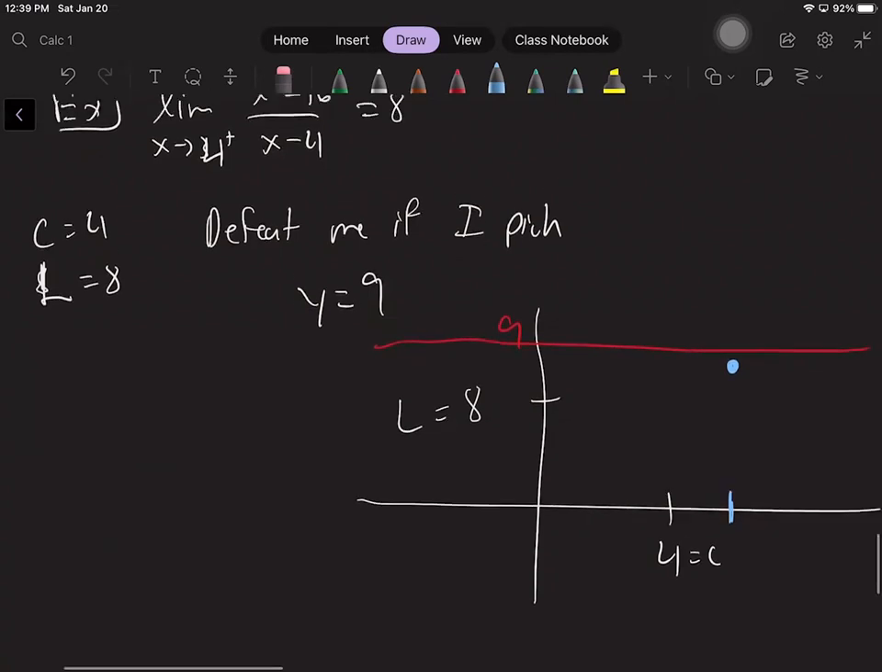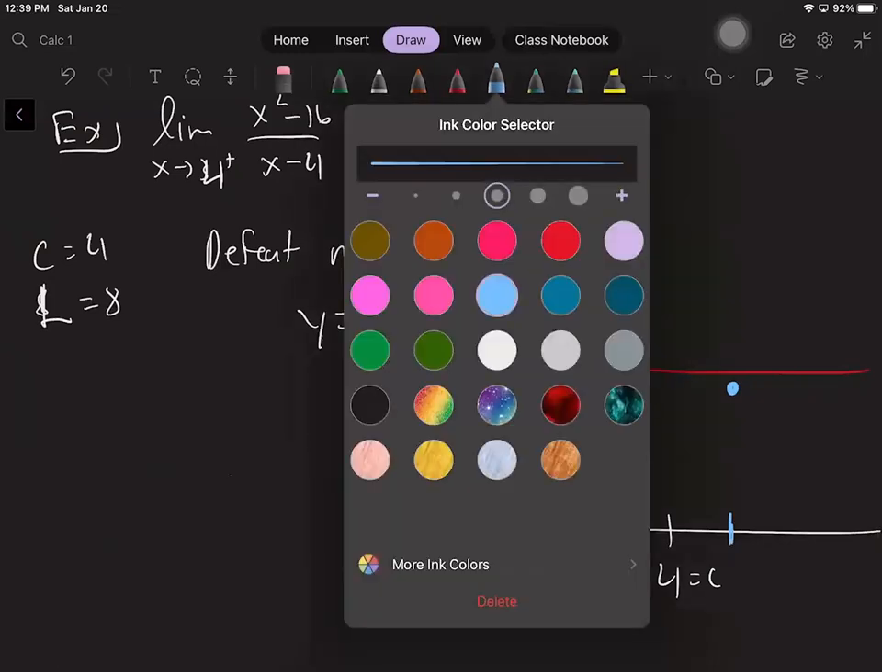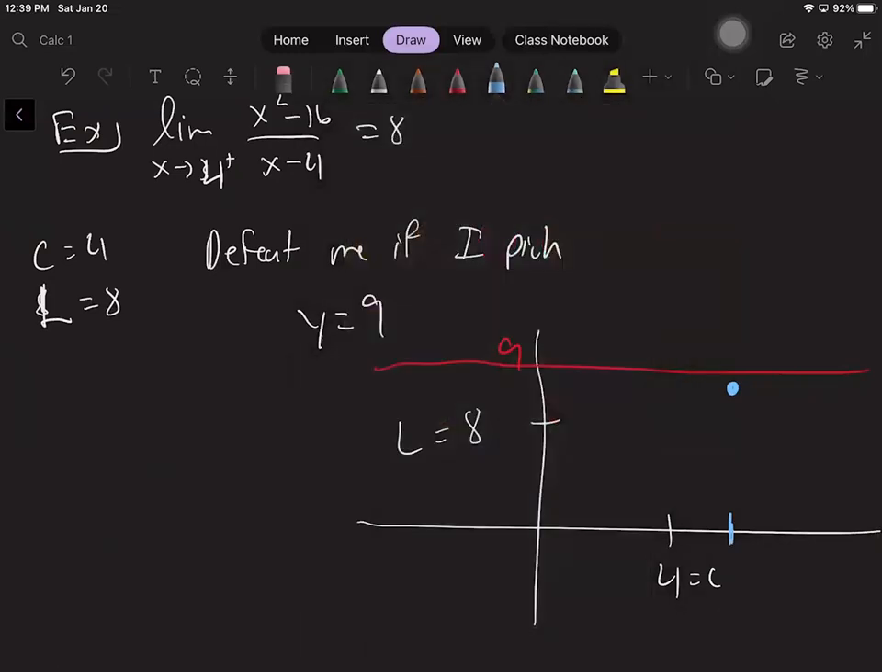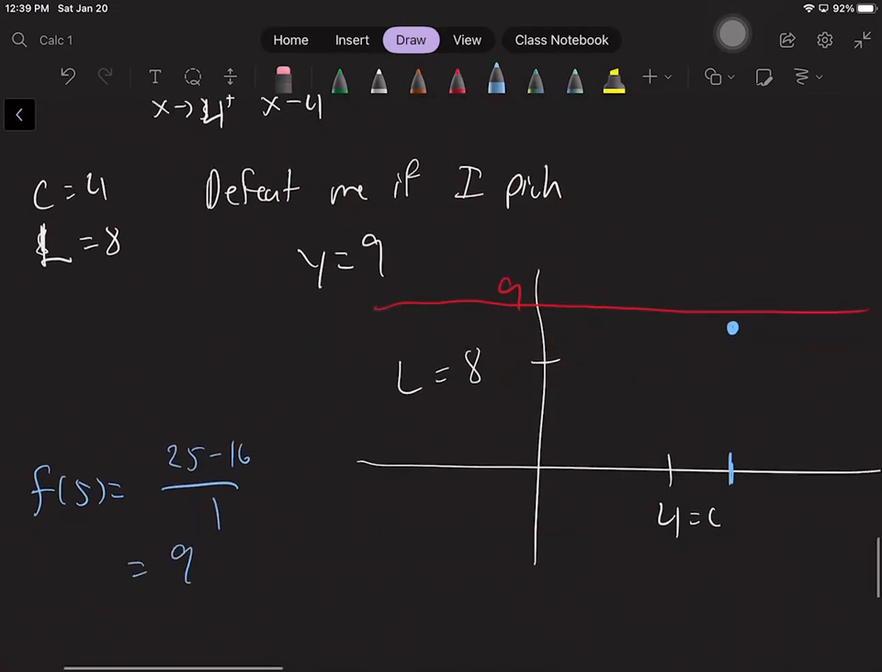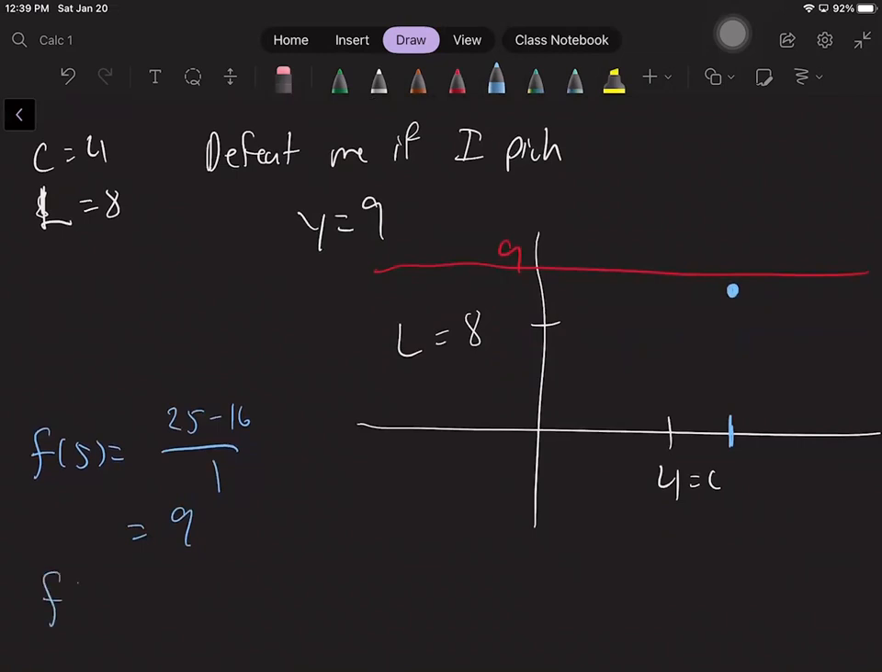So you could try 5 if you just want a nice whole number, but it might not be close enough. So you get 25 minus 16 over 1 is exactly 9, so it doesn't beat me, so you got to get a little bit closer. So like 4.5 would probably do it. Okay, so just figure out what that is, and then if it's closer to 8 than 9 is, then you've successfully defeated me at this game.